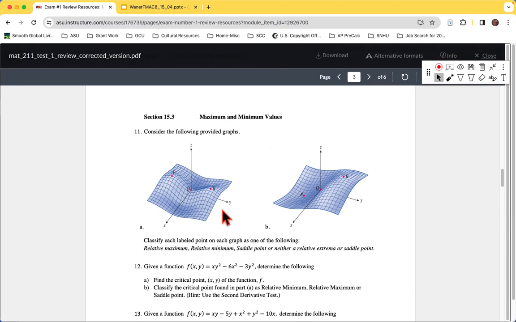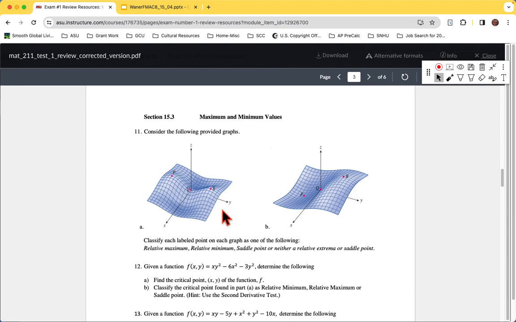Remember, X, Y, Z. Actually, I don't think Q is a saddle point there. Do you agree? No, it's kind of on the slope. It's like nothing. Okay. Over here, Q is a saddle point, right? It goes down in one direction and sort of a max and a min at the same time. So you'll have pictures like that.